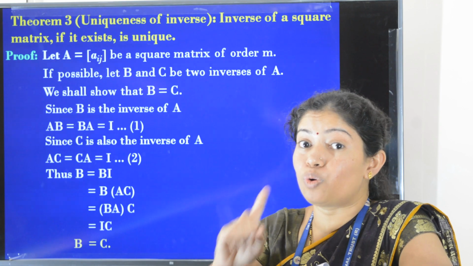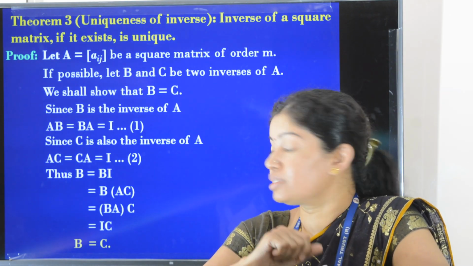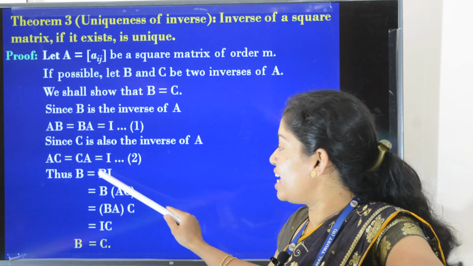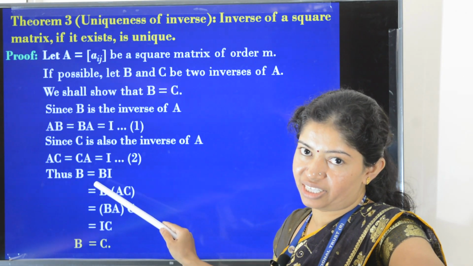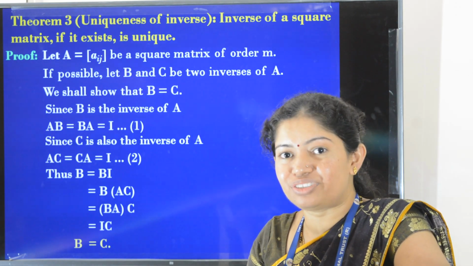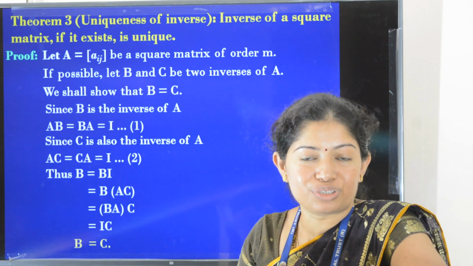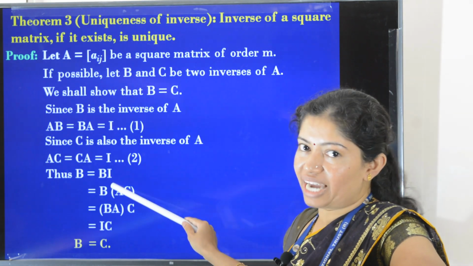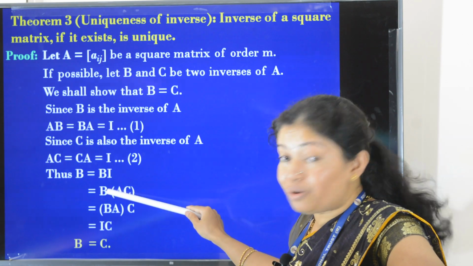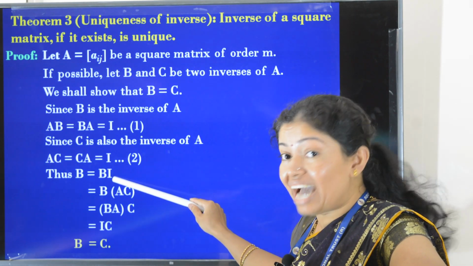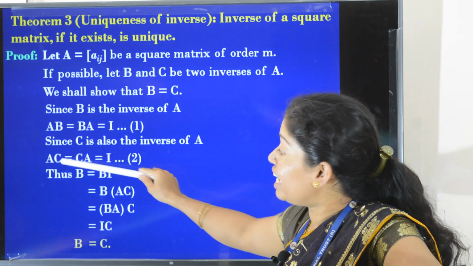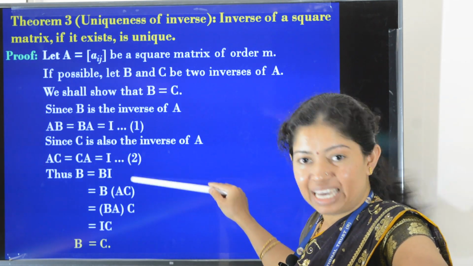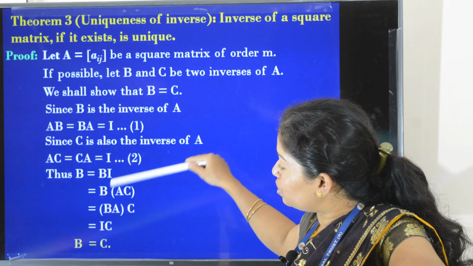Next, we have to show B and C are equal. So let us start with B. How can we write B? B can be written as B into the identity matrix, because when you multiply any matrix with the identity matrix, you are going to get the same matrix only. Then B you write as it is, but this I can write as AC from equation 2. So I can be replaced by AC. So what we got? B into AC.